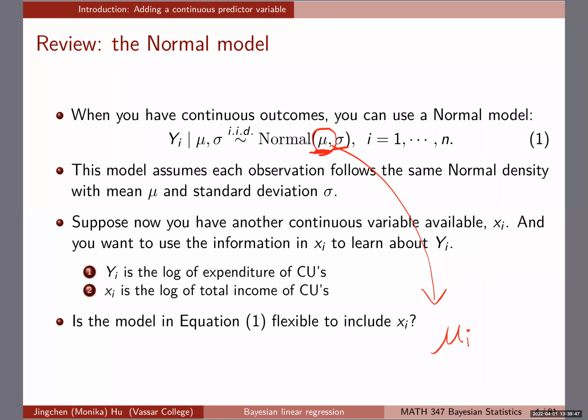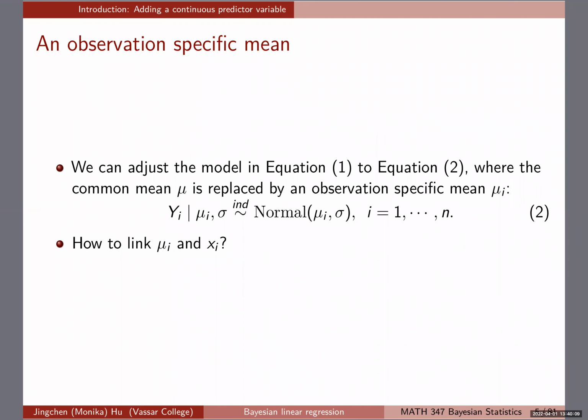We're trying to incorporate xi into what we call mu i. So we're going to have, not group specific, observation specific mu i, which, as you will see, will become a linear combination of an intercept and the slope multiplied with a predictor variable, which is hopefully what you have seen in the past. So this is what we mean. We're going to adjust the model from the previous equation, that is a shared mu and shared sigma, to this equation 2, where the common mean is replaced by an observation specific mean, mu i. And then of course, the next step is how to link the mu i and the xi.